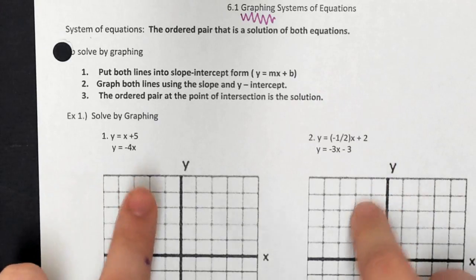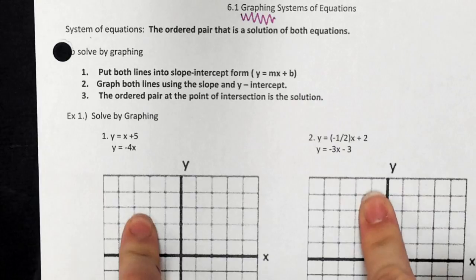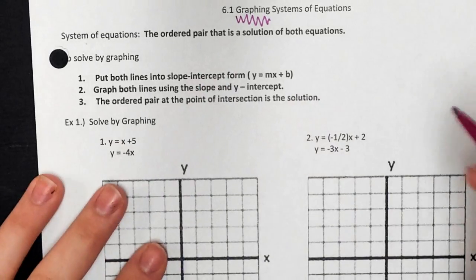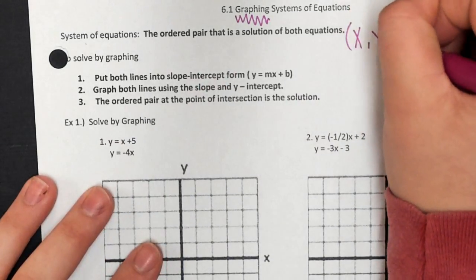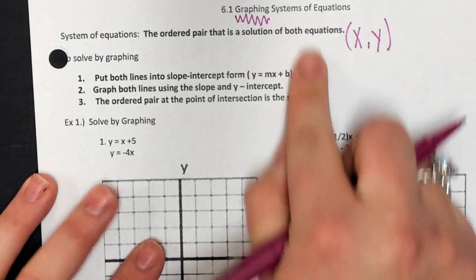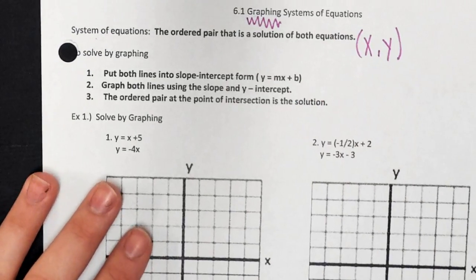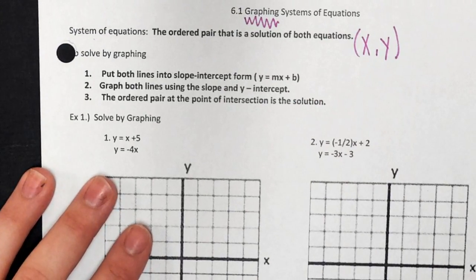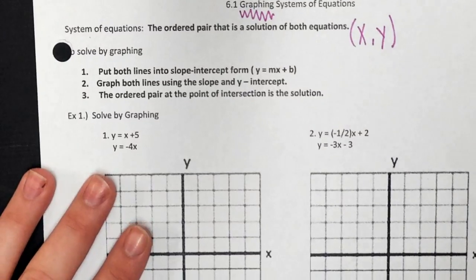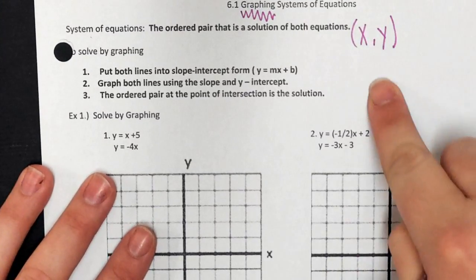Wherever they have a solution is an ordered pair. Now, an ordered pair is an X and a Y. So if they only have one solution, it is given as an ordered pair.